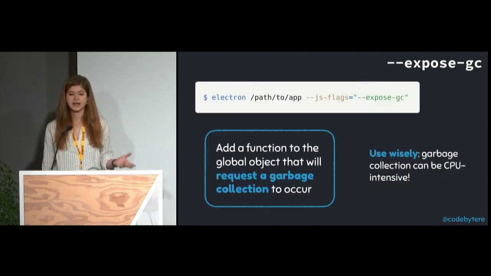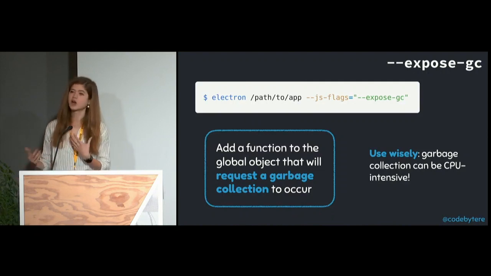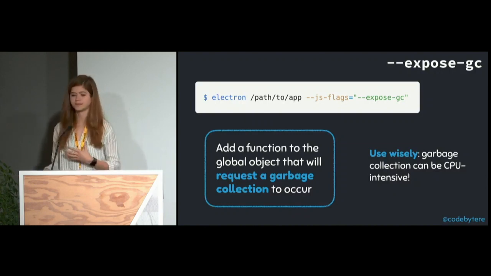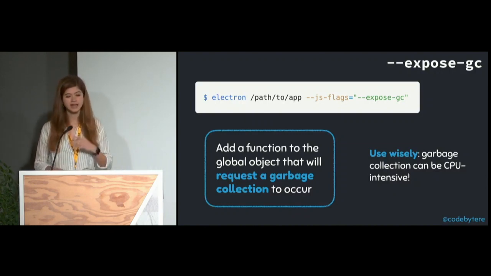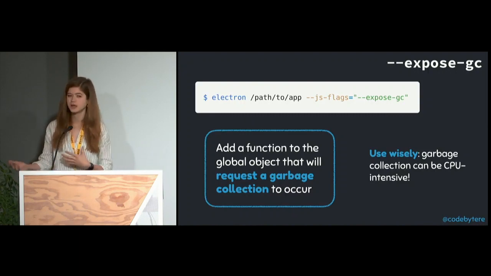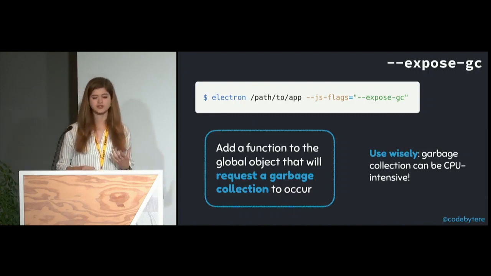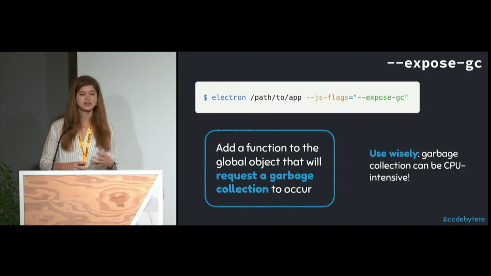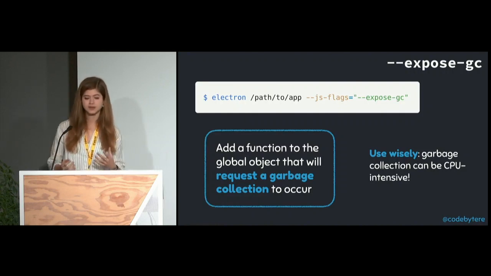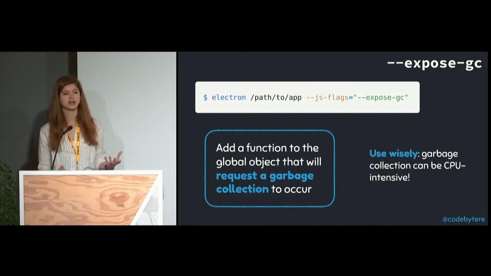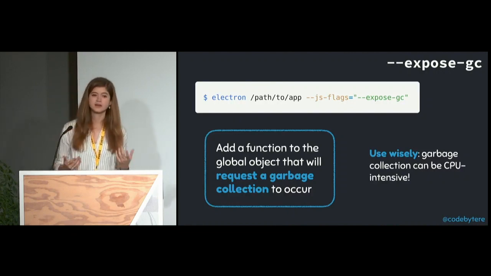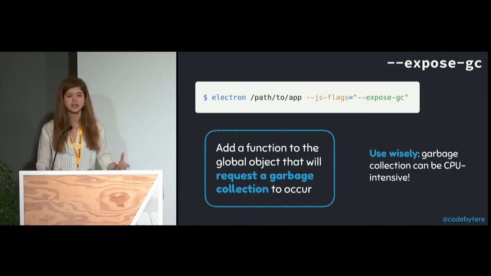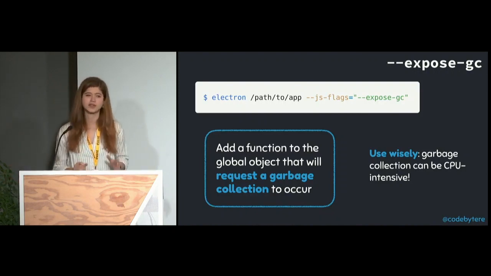There are ways, however, to access some of the garbage collection functionality from the context of your Electron application. To accomplish this, we can pass a command line flag to Electron, which takes the form --expose-gc. What this is going to do is add a new gc function to the global object in JavaScript so that you can then request a garbage collection to occur. This is not, importantly, a panacea for your memory issues. Garbage collection is itself actually pretty intensive, and so it should really only be used with care and intention.